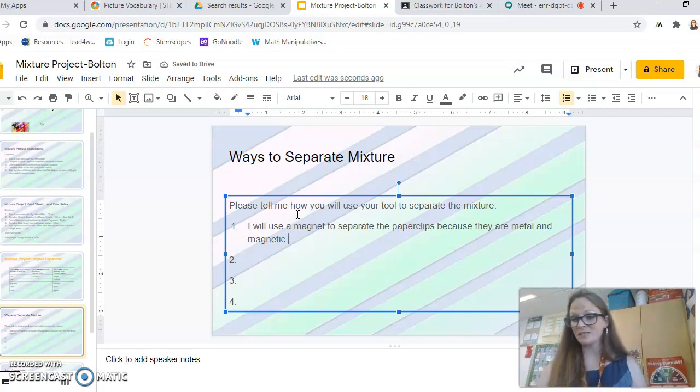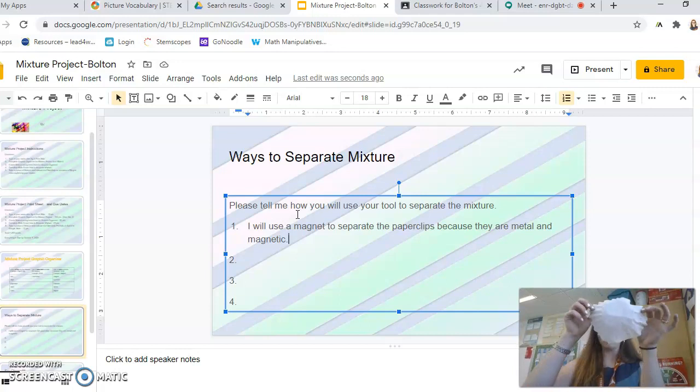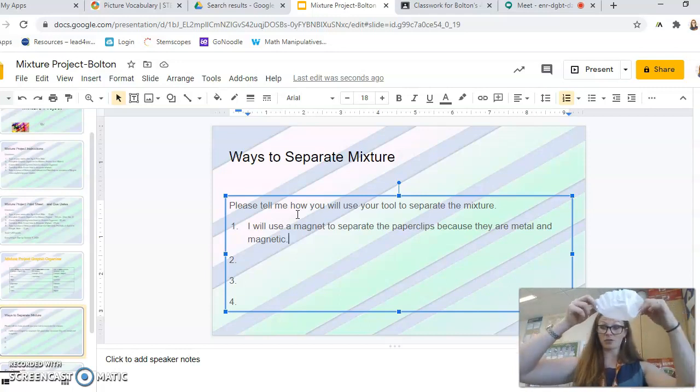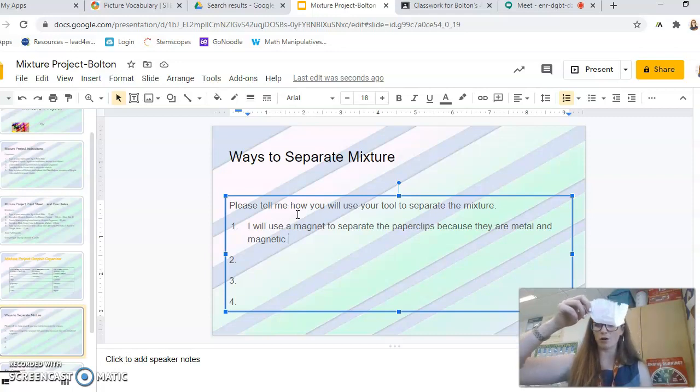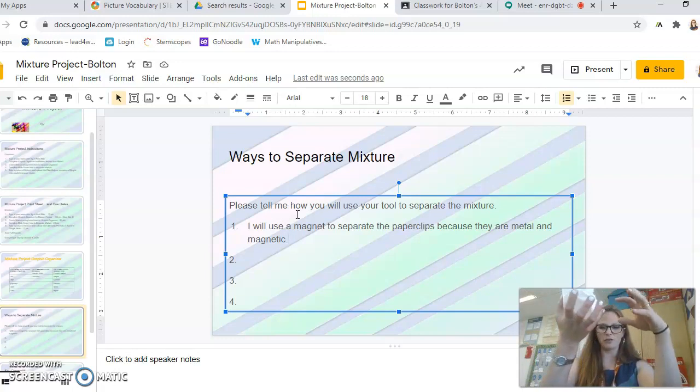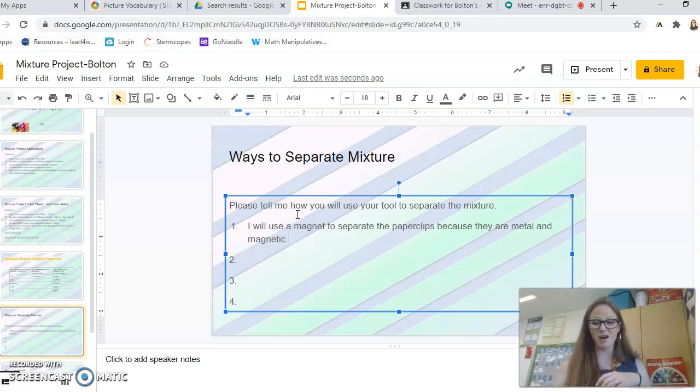Another tool, if you have these at home, I didn't show you, they're talking about this, but coffee filters. This would be another really good tool for separating that sand and that water, all right? Just be careful when you're doing this, because sometimes the coffee filter will slip down into the cup, so just be careful with that one.